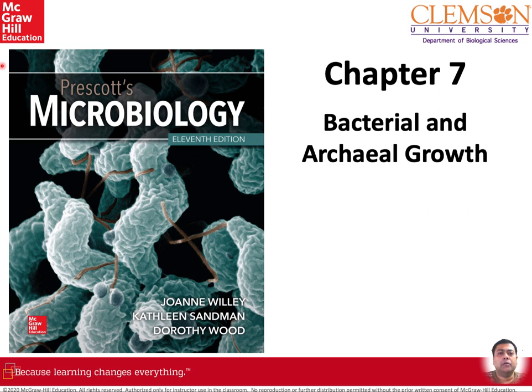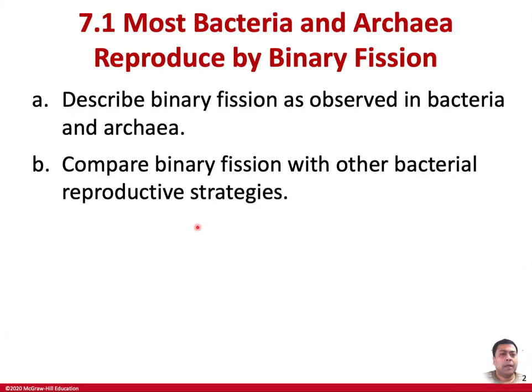Welcome back. We are starting with chapter 7, which is bacterial growth and archaeal growth. We are going to talk about how most of the bacteria and the archaea reproduce by binary fission. We are going to first take a look at how they reproduce, just some basic strategies of cell division, and then we will go into the general mode of archaeal growth, and then we are going to see the growth patterns and other things.